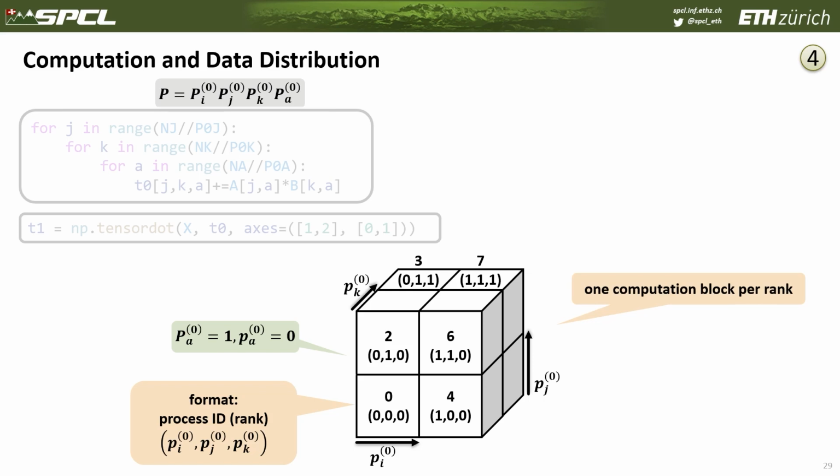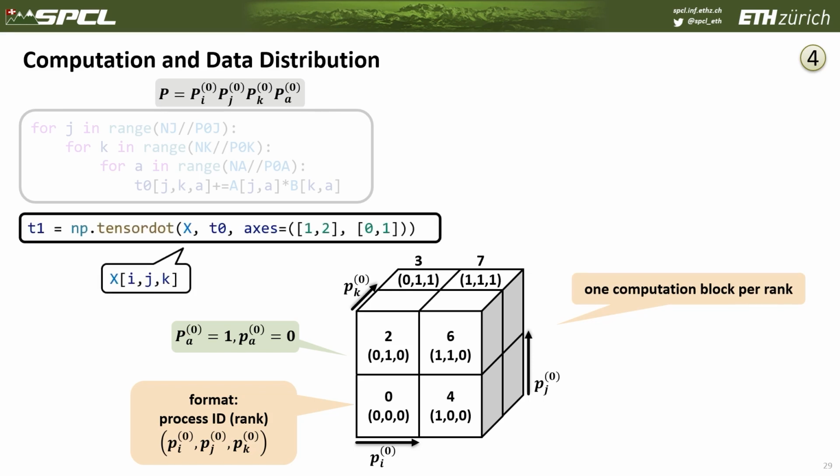But what about the data? Let's start with an example. We have tensor x, which is three-dimensional ijk, and this means that in this space we're going to have 8 blocks, and therefore we're going to have one block of x per rank, which is again simple.